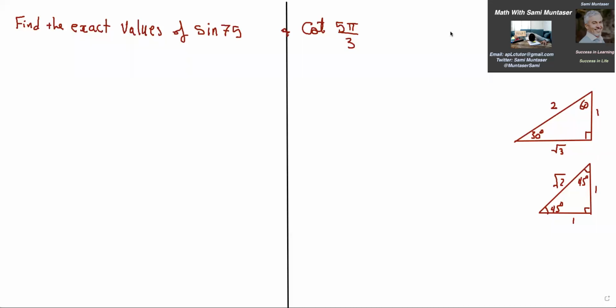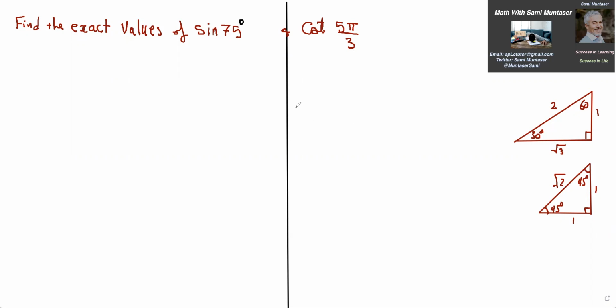Hi again. I'm gonna do finding the exact value of sine 75 and cotangent 5 pi over 3. So this angle here is in degrees. This angle is in radians. When they talk about exact values, the minute you hear exact values, think of the special angle triangles, which are right here.